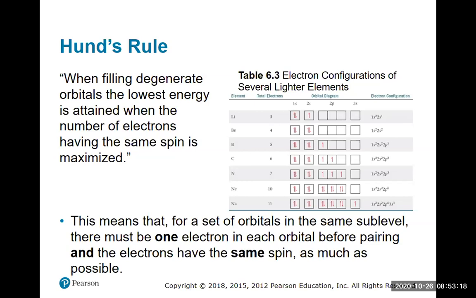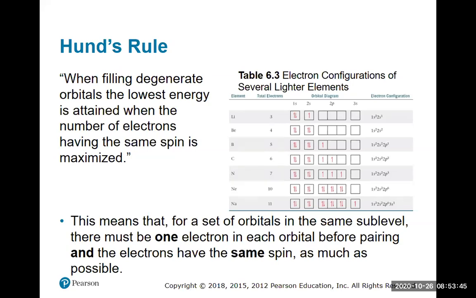They skip to neon at 10, but if we went to 8, then what we would see is that the first box under 2p would now have 1 arrow up and 1 arrow down. And then 9 would be 1 arrow up, 1 arrow down in the first box, 1 arrow up, 1 arrow down in the second box, and then 1 arrow up in the third box.